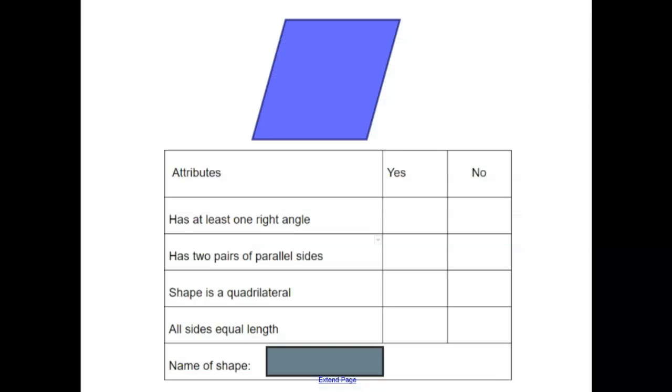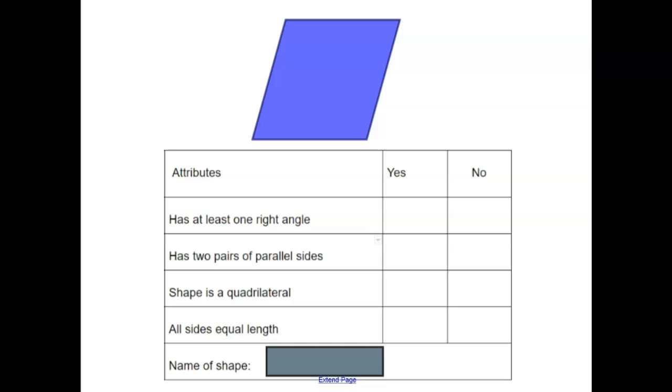So this is your assignment for today. For today, you guys will get to look at different polygons or shapes, and you will get to describe and identify different attributes that these shapes have. We're going to do a couple together, and you'll get to do the assignment by yourself today. You are so prepared to do this work, boys and girls. Let's look at this shape first.